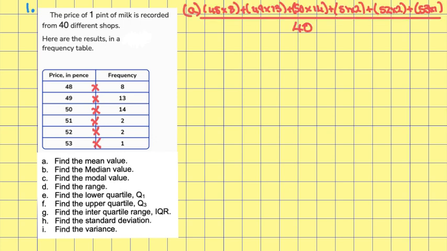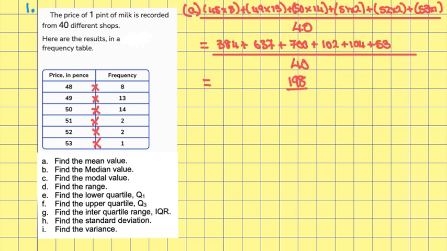So we need to work out 48 times 8 plus 49 times 13 plus 50 times 14 plus 51 times 2 plus 52 times 2 plus 53 times 1, all divided by 40, which equals 384 plus 637 plus 700 plus 102 plus 104 plus 53, all divided by 40, which equals 1980 divided by 40, which equals 49.5.